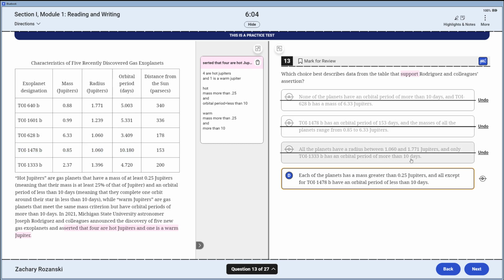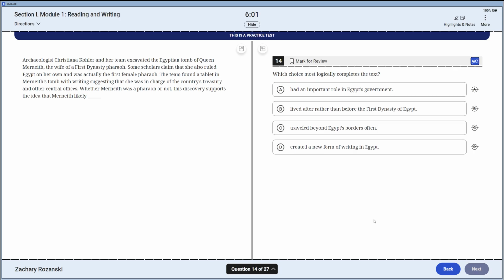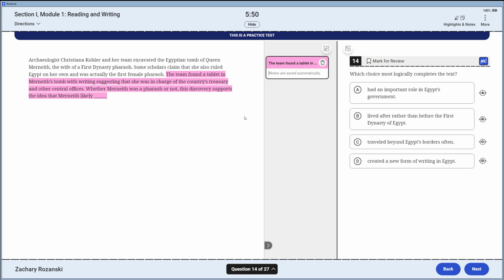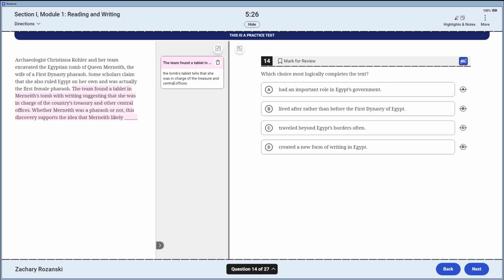I don't think I would have had to check this one because it's not engaging with the time, but that's okay. We'll be fine. We want to logically complete the text. This discovery supports the idea. Let's bounce back one immediately and summarize again, or well, for the first time. Found a tablet in the tomb. The tomb's tablet tells that she was in charge of the Treasury and other central offices, like important offices and other important offices.